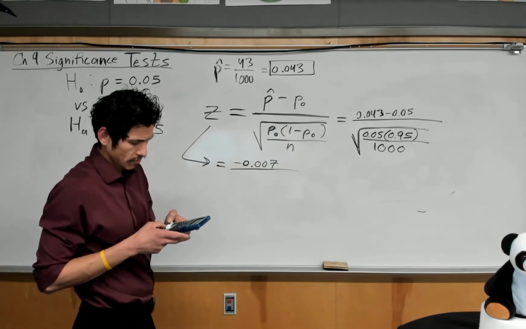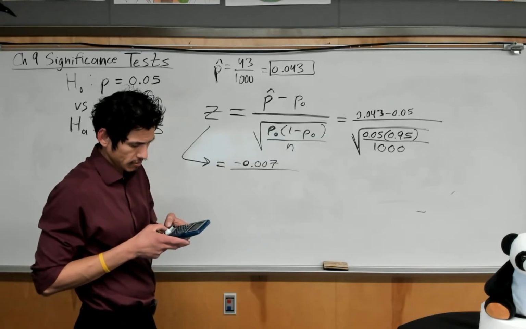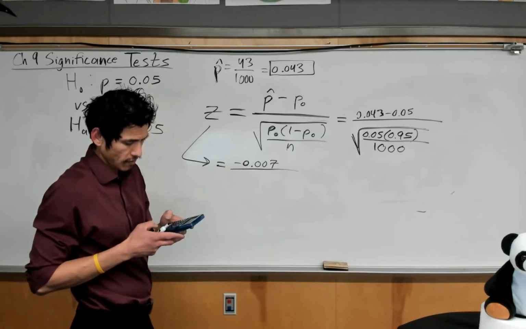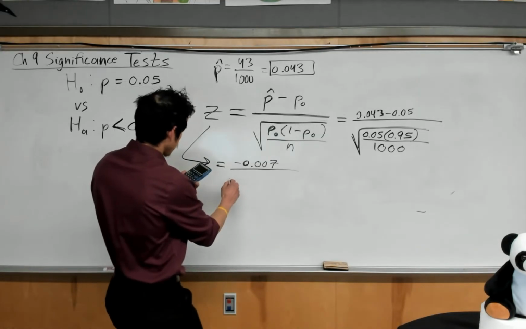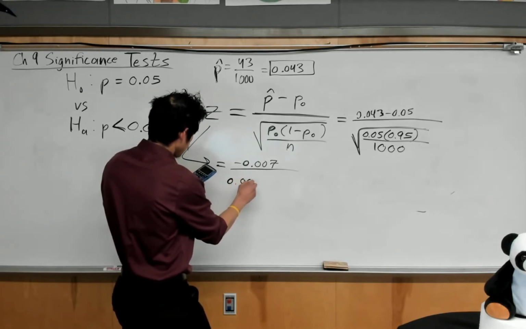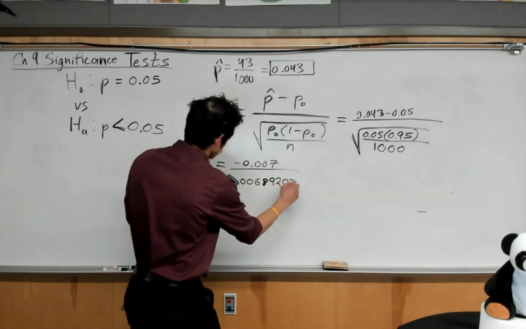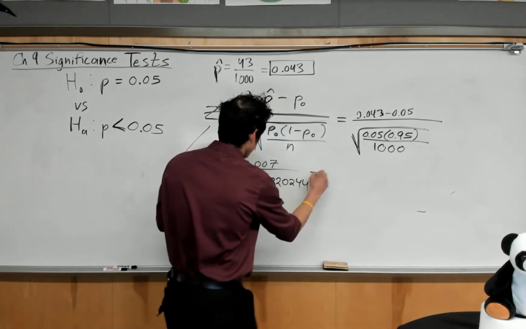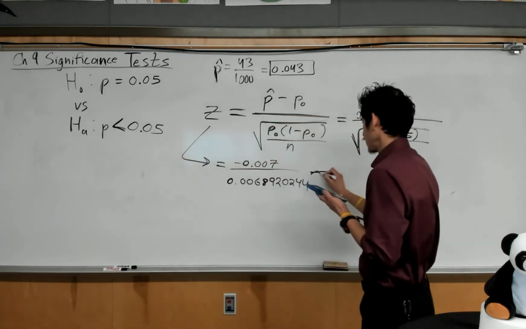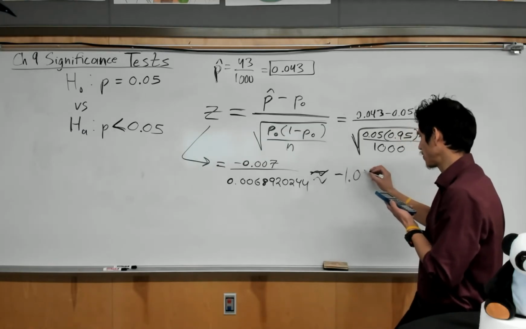0.007 divided by 0.0068920244. So down here you should get about 0.0068920244, and you'll end up with approximately negative 1.016.